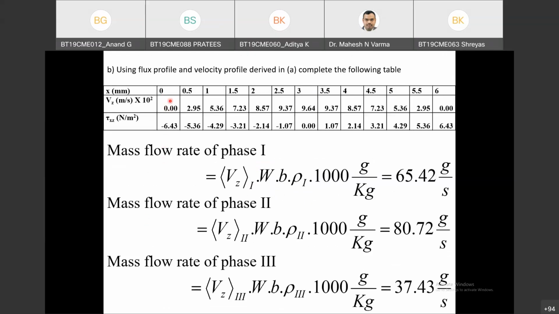The velocity at the bottom plate will be 0, then 2.95 into 10 raised to -2 meter per second. This is x in mm from the bottom plate, or you can take x in mm from the top plate, and the magnitude will change based on that. Here I have taken the origin at the center, and these are the values calculated. The mass flow rate will be the same; the mass flow rate for phase 2 you will get exactly the same. So now, can you solve this problem?